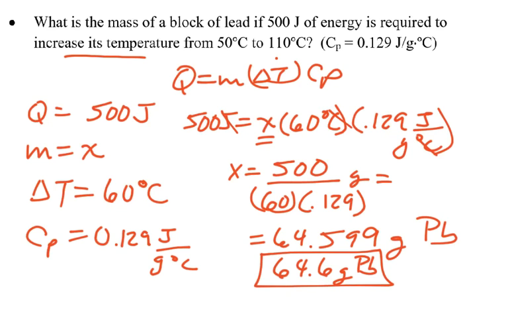Okay, so again, it's just Q equals M delta T C sub P, and we just find our variables and substitute in and get our expression, get our answer. And that is the quick check.